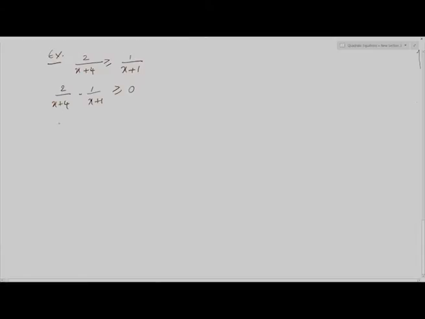Now by taking the LCM and simplifying, we get (2(x + 1) - (x + 4))/((x + 4)(x + 1)) ≥ 0, and on simplifying we get x - 2 in the numerator, and the denominator has the factors x + 1 and x + 4, and this should be greater than or equal to 0. So solving this inequality is the same as solving the earlier inequality.